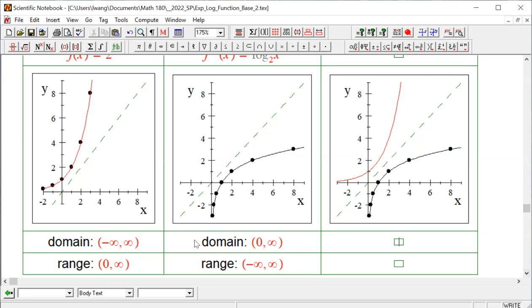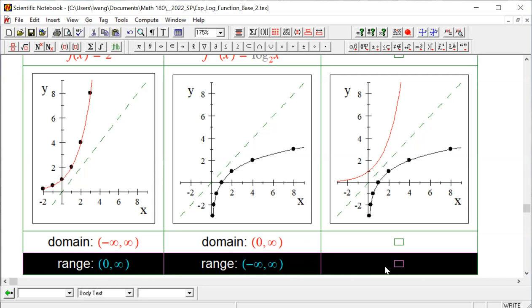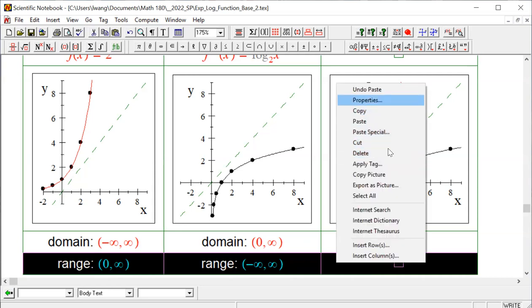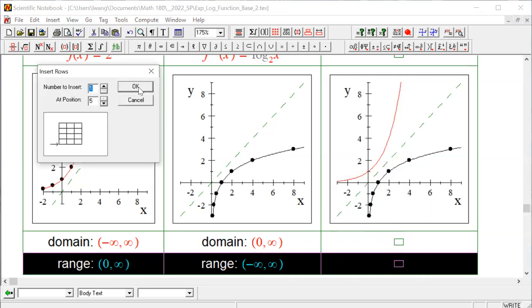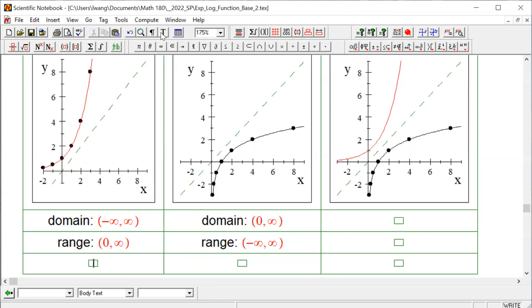And next, let's look at the endpoints. Okay, let's look at the endpoints. So these two rules, right? As for this piece, as x approaches negative infinity, right?